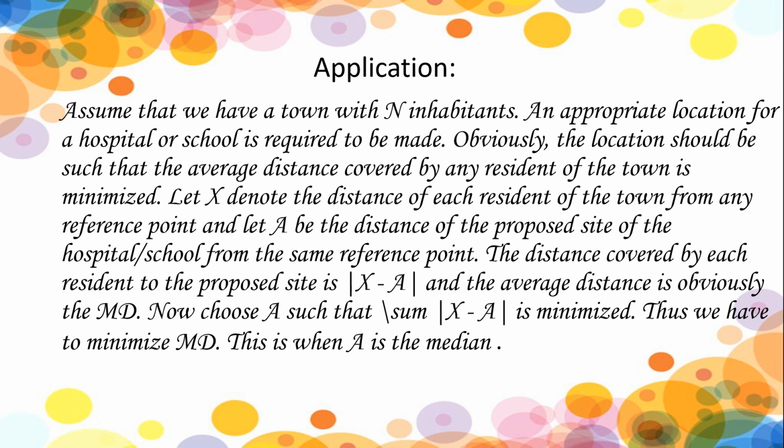Then the distance covered by each resident to the proposed site is the absolute deviation of x from a, and the average distance is obviously the mean deviation. Now choose a such that the sum of the absolute deviations of x from a is minimized. Thus, we have to minimize the mean deviation. This is when a should be taken as the median.